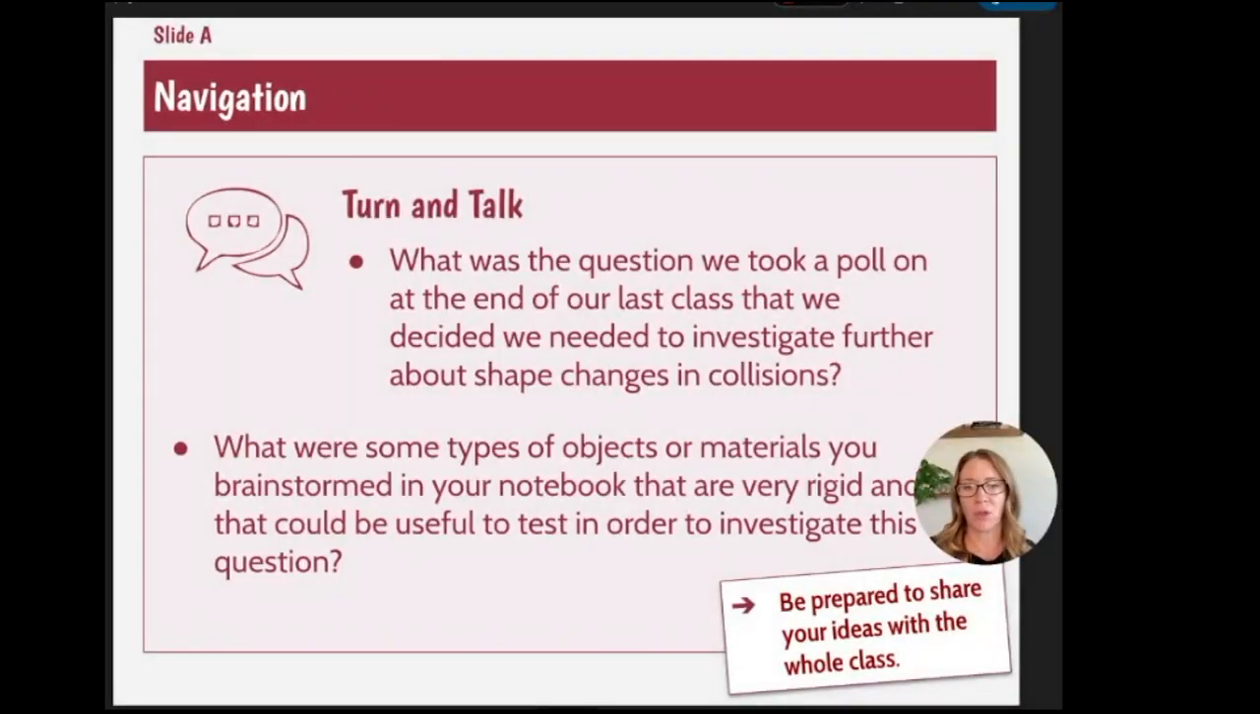Here is the slide. You're going to talk about what we could investigate further about shape changes and collisions. We asked them to brainstorm what are some rigid materials that could be useful to test in order to investigate this question. In this lesson, we're going to be talking about concrete and glass and golf clubs and baseball bats and baseball. So we're going to use a lot of different examples of rigid materials and look to see if we can see any changes in shape.